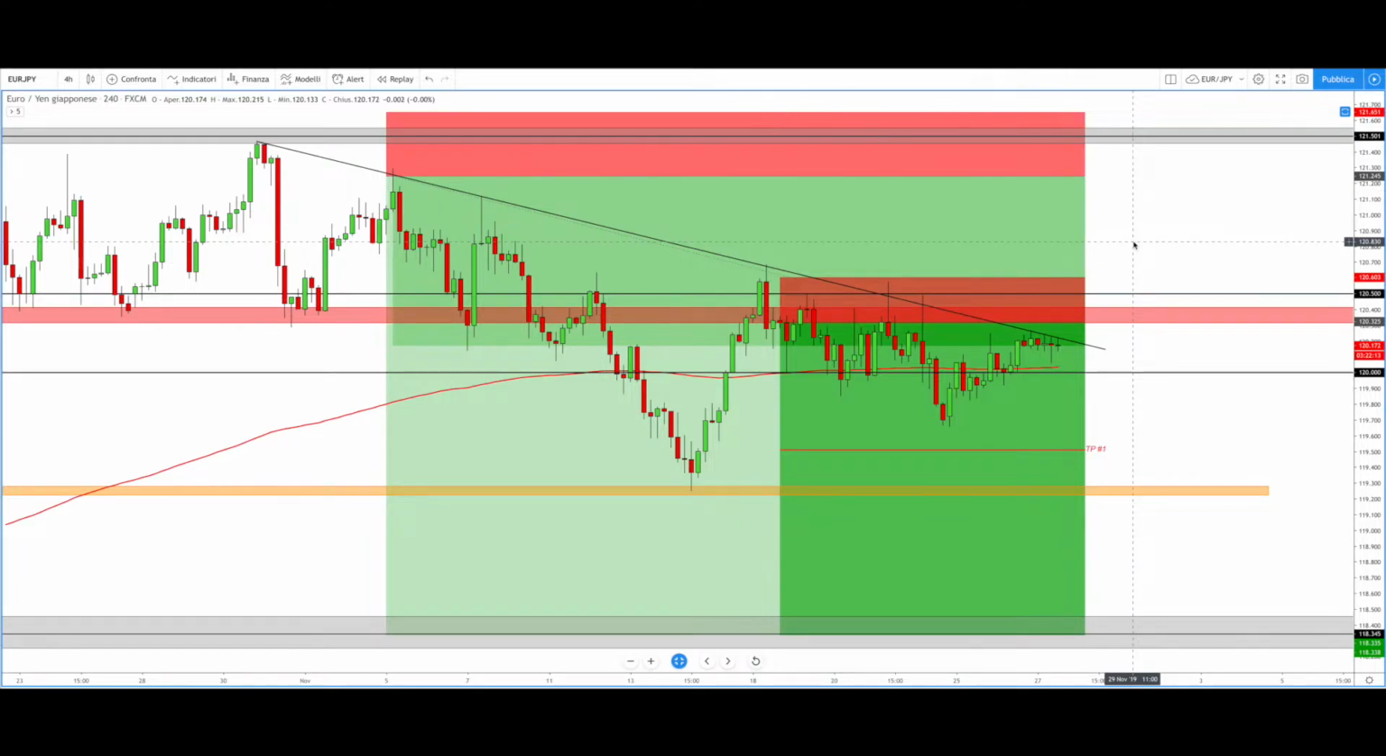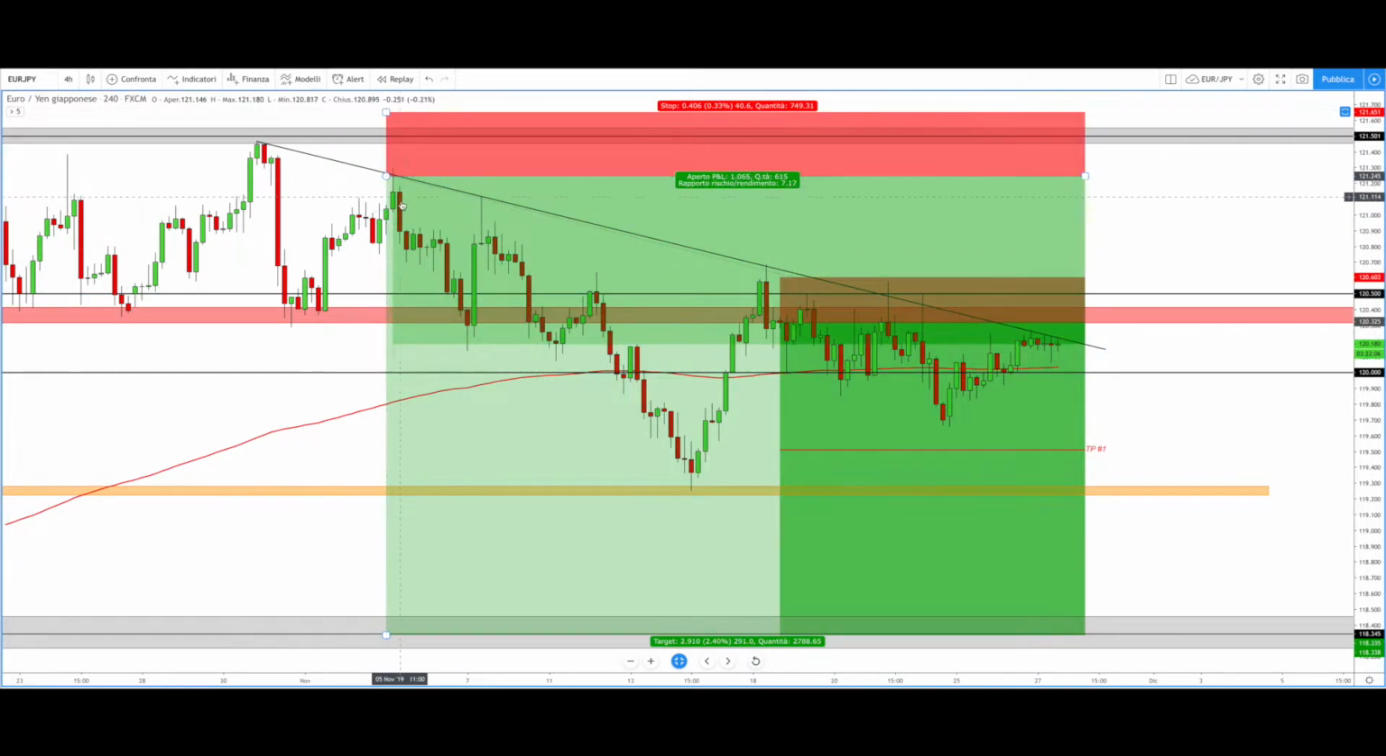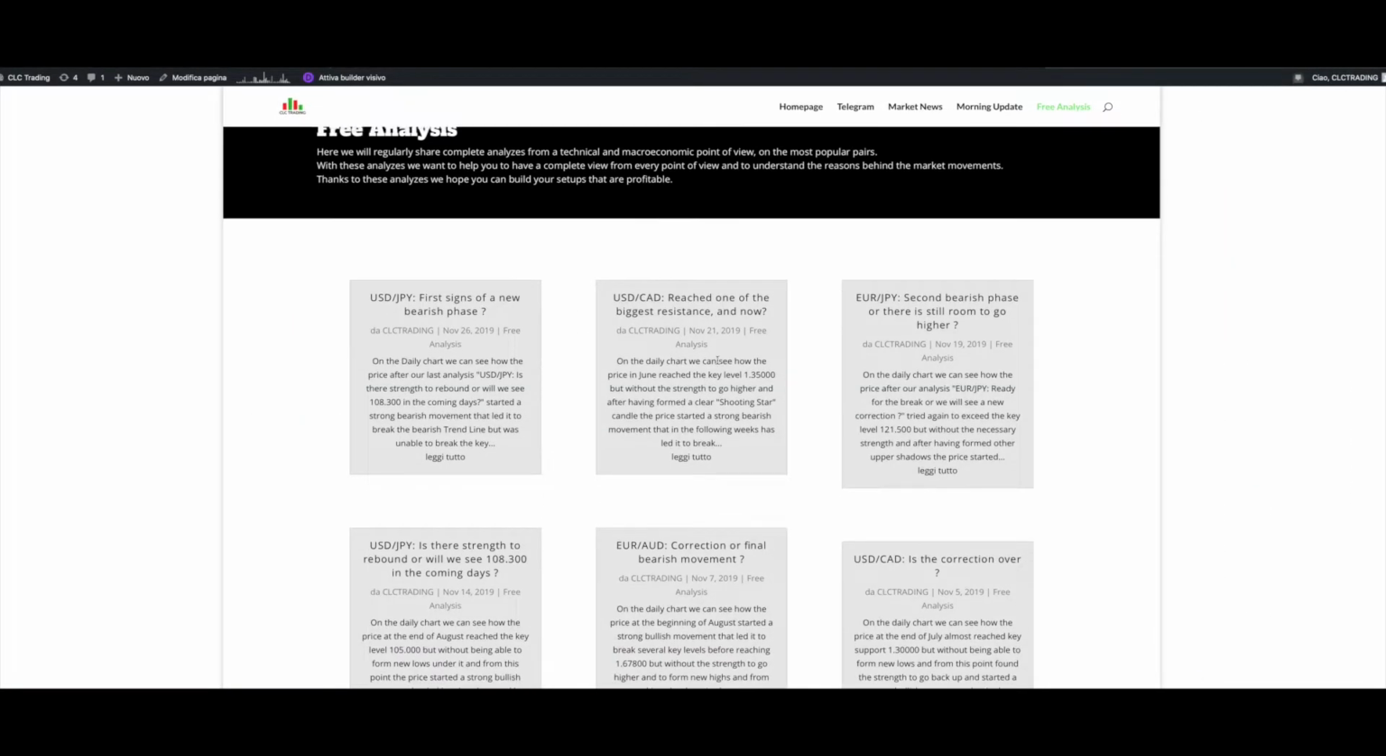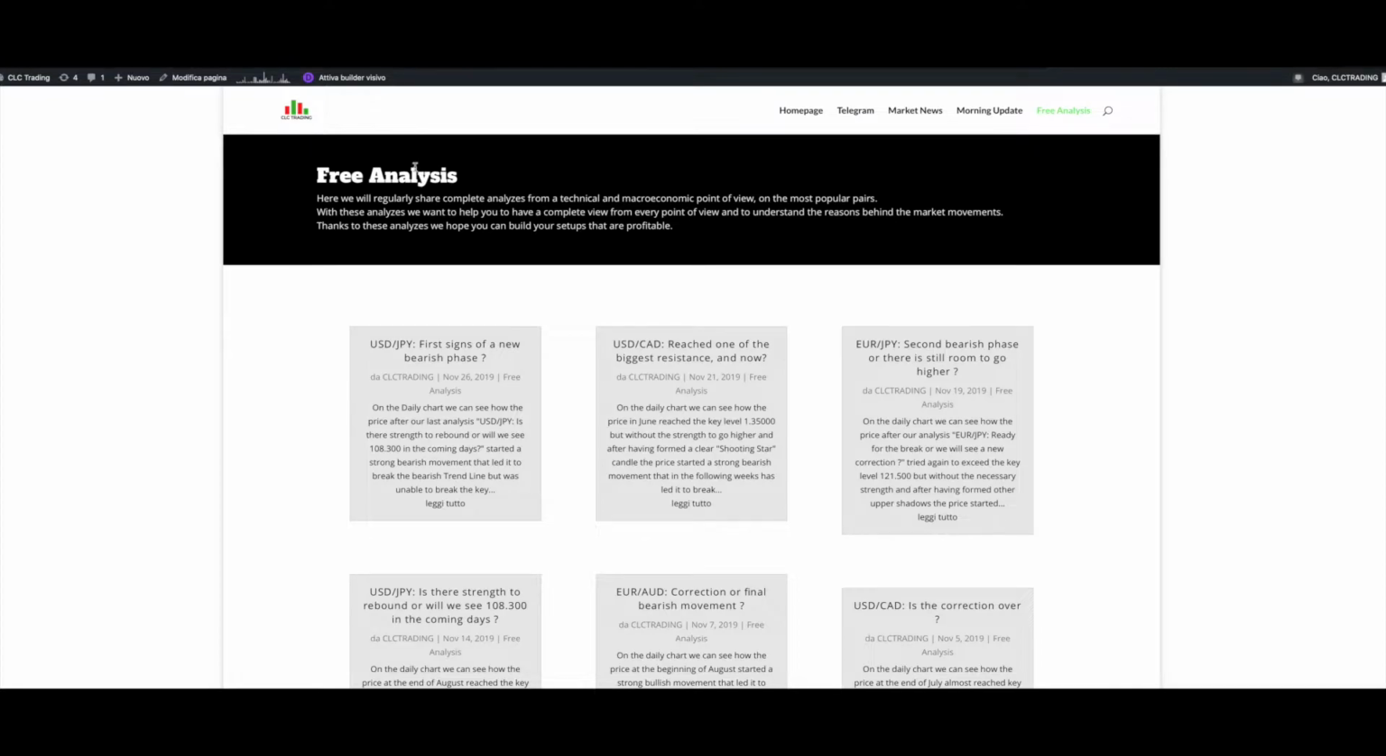Here we are on Euro Japanese Yen on the 4-hour time frame. We can see that after our entry point here, the price started this strong bearish movement, and after this false break, I shared with you a free analysis on our website. We can see here on clctrading.com in the free analysis section what we shared with you on November 19 here.